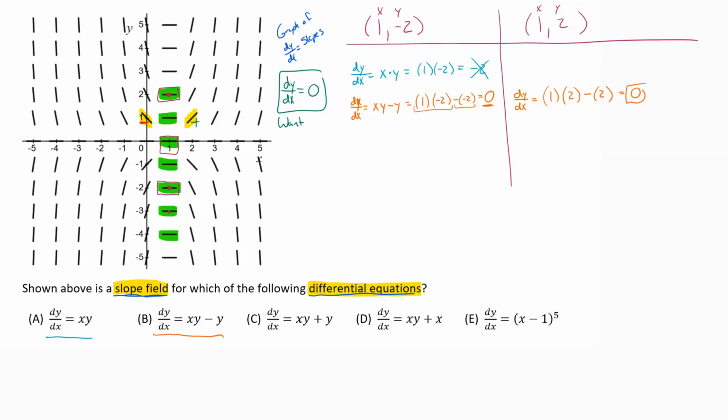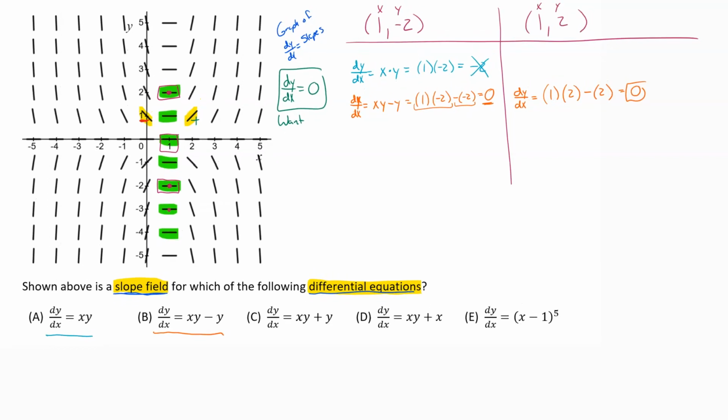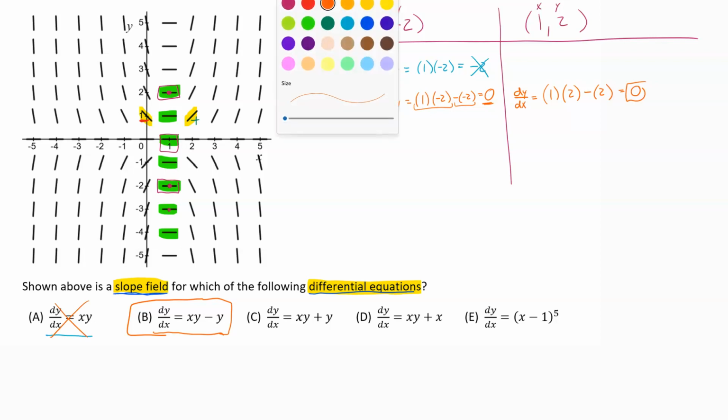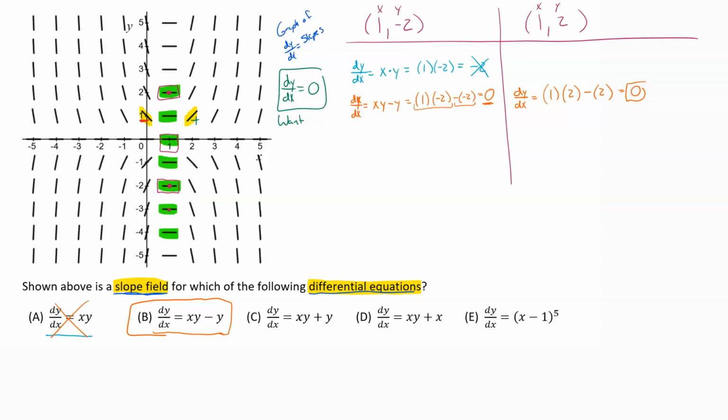Now we know that B works as an answer because we got 0 out on both sides. So B is a good possibility right now. A is off the table, and we have to keep rolling through these. Not to bore you to death with this process, dy/dx is going to equal x times y plus y, plugging in 1 for x and -2 everywhere for y, and we end up with negative 2 minus 2, that's going to get us negative 4. That's a bad answer, so C's off the table.